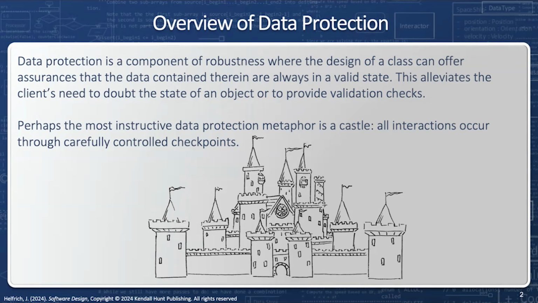Data protection is a component of robustness, where the design of a class can offer assurances that the data contained therein are always in a valid state. This alleviates the client's needs to doubt the state of an object or to provide validation checks. So with his castle, the important assets, the chapel, the king's residence, all the government officials, things like that, are all stored within walls. Now notice that the only way to get in through the walls is through carefully controlled checkpoints, such as the gate in the center. Data protection is much the same way.